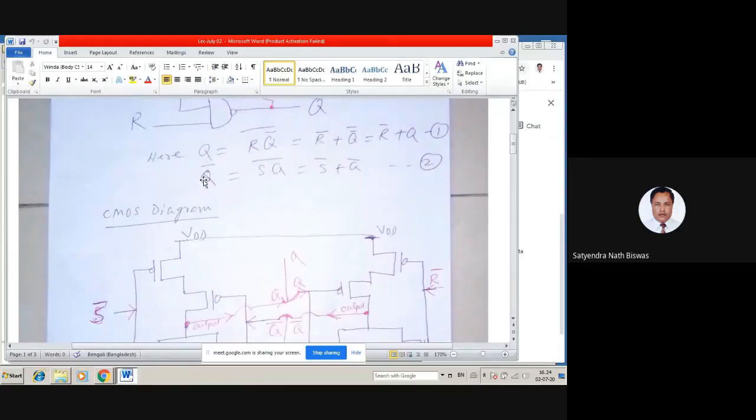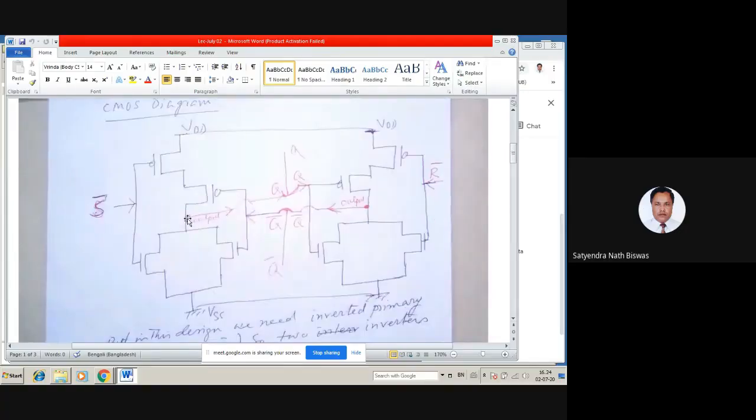And we know this is the output, and we know that when we design a CMOS diagram, the output always becomes inverted, right? Always inverted. So now in this equation, Q bar is equal to S bar plus Q bar. So what will happen then? The output will be Q because it will be inverted. So the output here, you see the output? This output will actually be Q because of inversion.